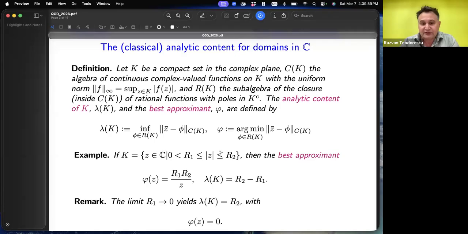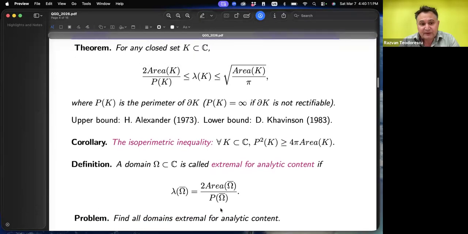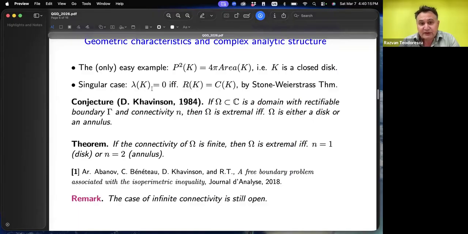If you send the smaller radius to 0, you get a whole disk, a punctured disk, obviously, in which the analytic content equals the radius itself. And another simple example, it's actually a singular case. You can get the analytic content to be 0 if and only if the closure of the rational function set is the whole algebra of continuous functions, and then by strong Weierstrass, the distance will actually be 0.